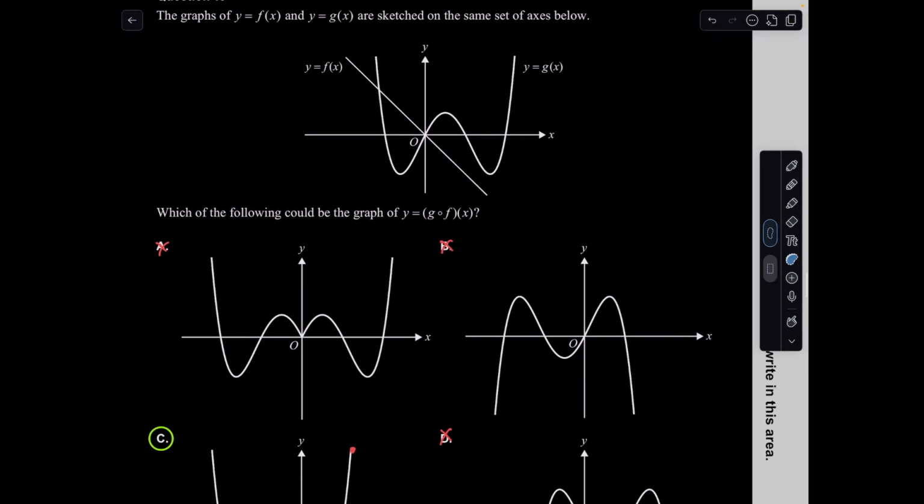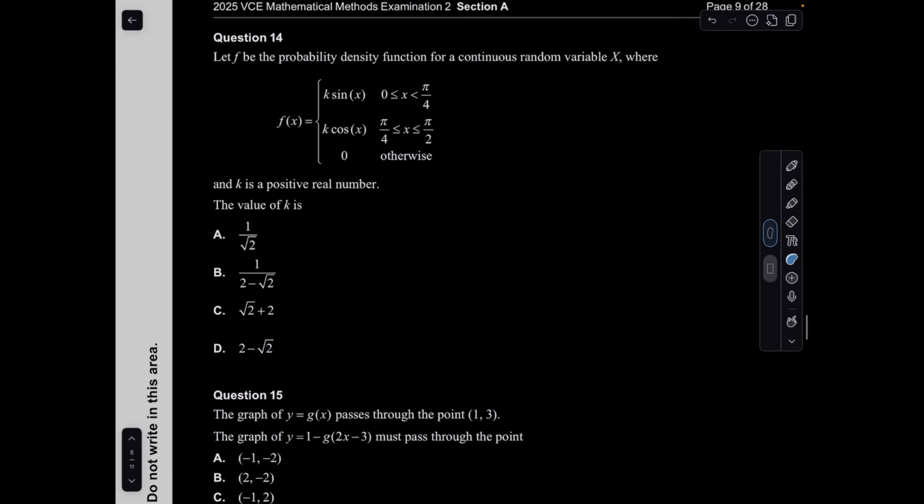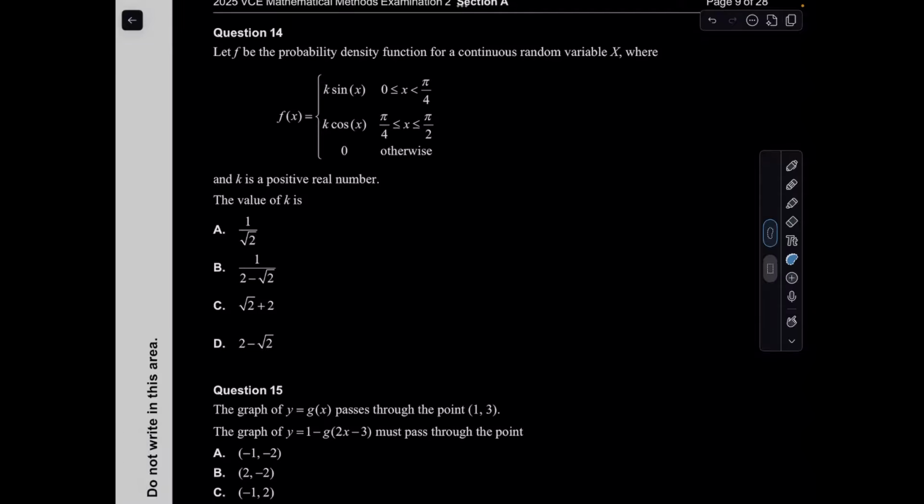So 13 is C. Next question: let f be the probability density function for a continuous random variable x, where this is f of x. Let k be a positive real number, find the value of k. What a beautiful question. What we can do is, of course, define f of x in our CAS, and we know for a fact that if we integrate from 0 all the way to pi over 2 of f of x, the area under the graph must always equal 1, and we can solve for k.